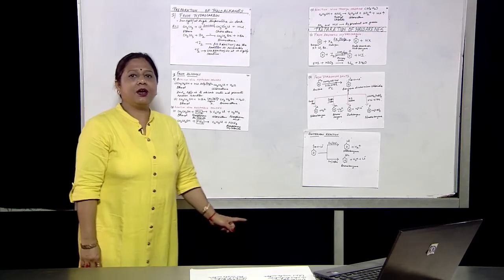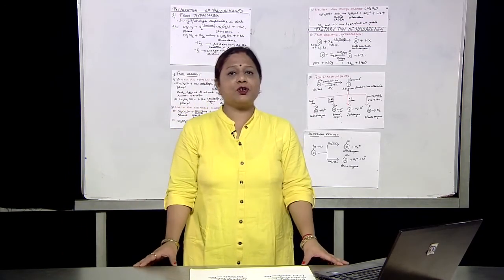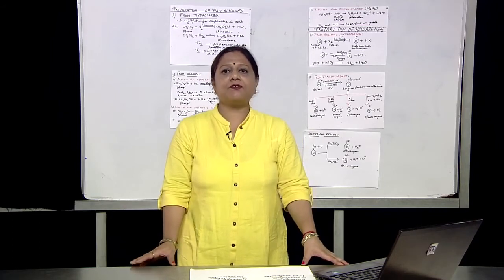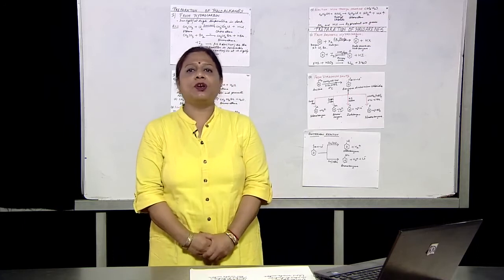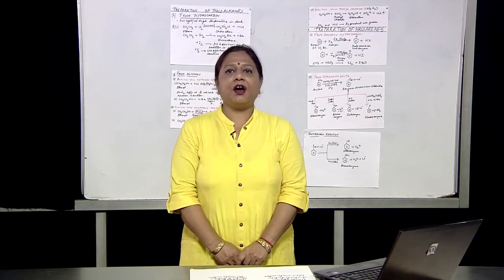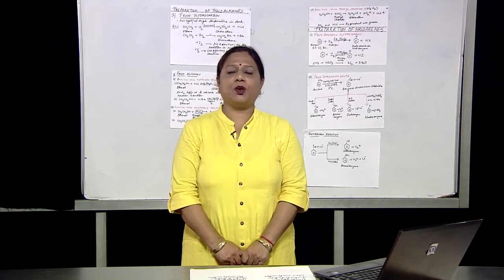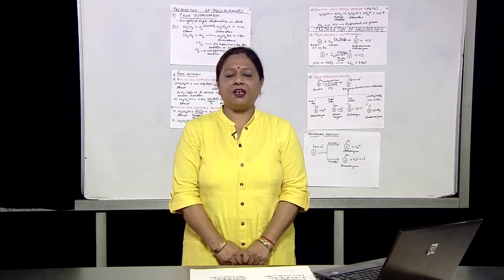Now let us study the properties of haloalkanes and haloarenes. When I am talking of properties, of course, physical and chemical properties. But before that, we should know the nature of the C-X bond. In alkyl halides, the carbon-halogen bond is formed by the overlap of an sp3 hybrid orbital of carbon atom with the p orbital of halogen atom.